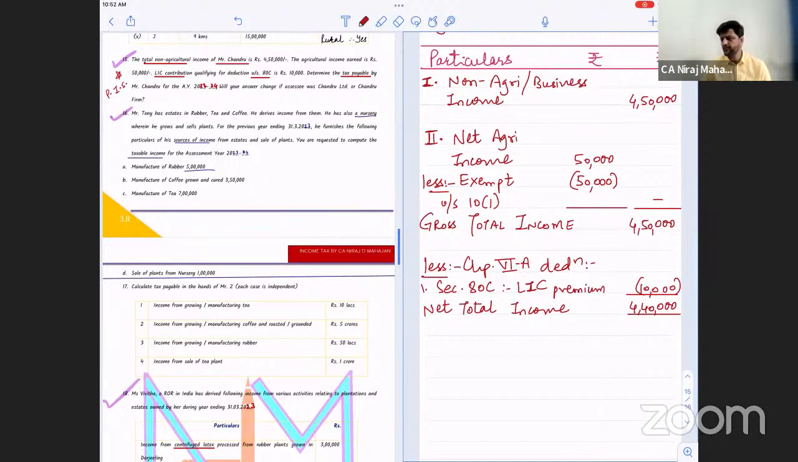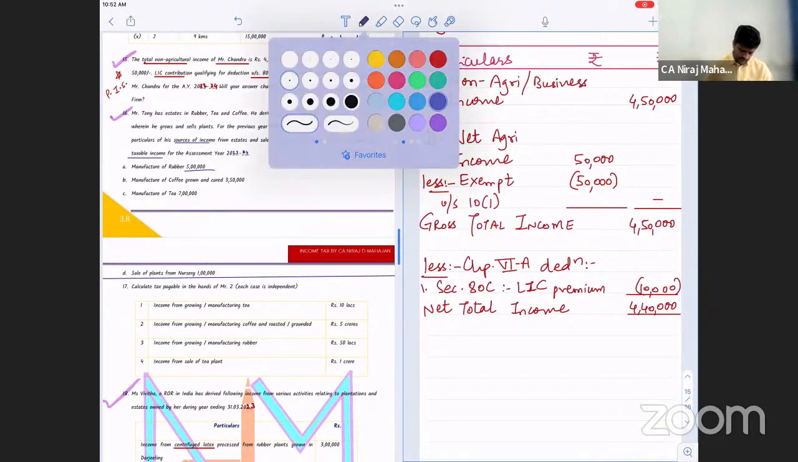So what are the steps for partial integration? Step 1, tax on total income, agri plus non-agri. Correct? Step 2, tax only on agri plus basic exemption limit. Step 3, 1 minus 2. And then add surcharge or reduce rebate or nothing, and then add cess. Clear? So I'll give you the notes. Write down notes.